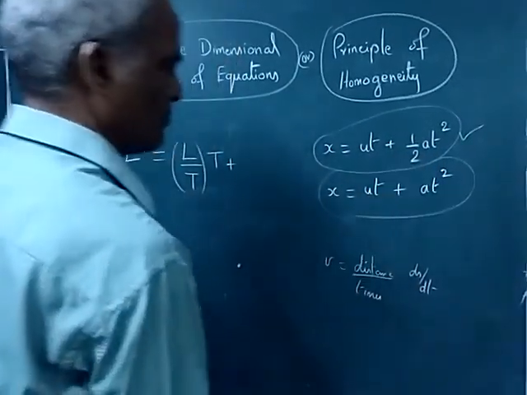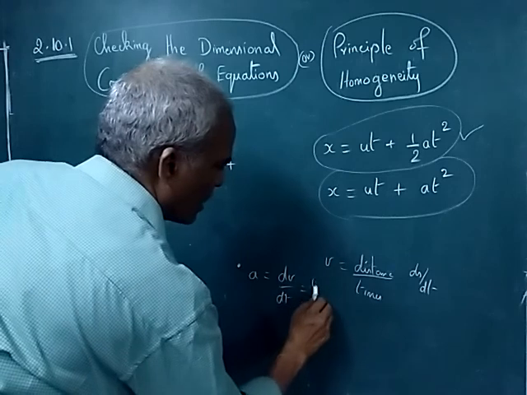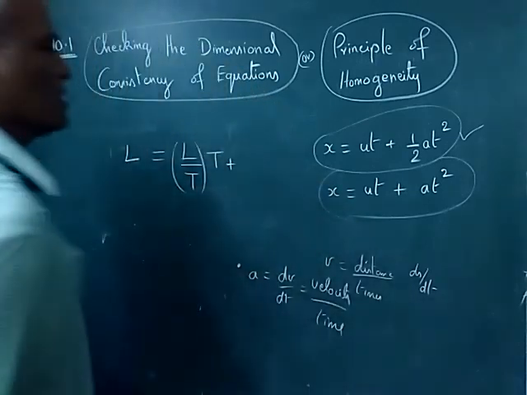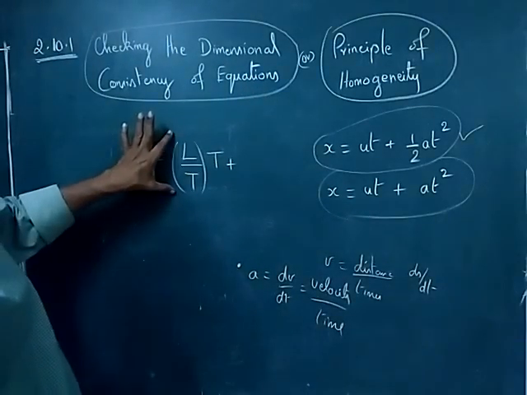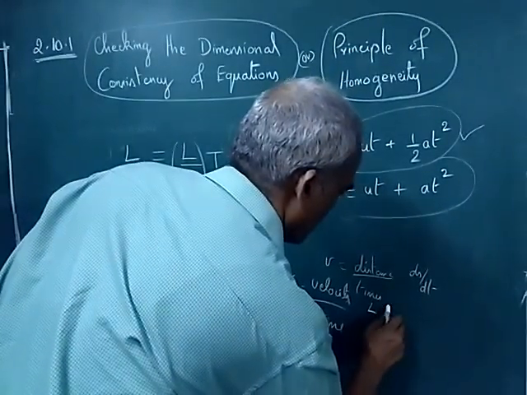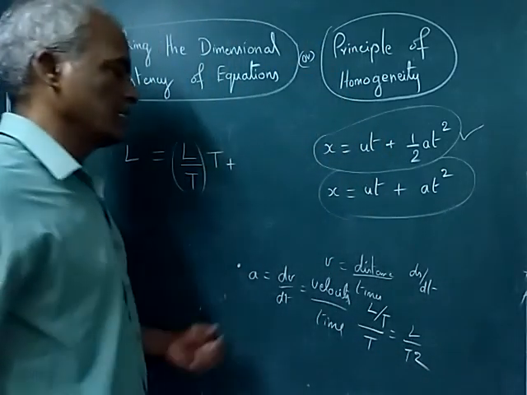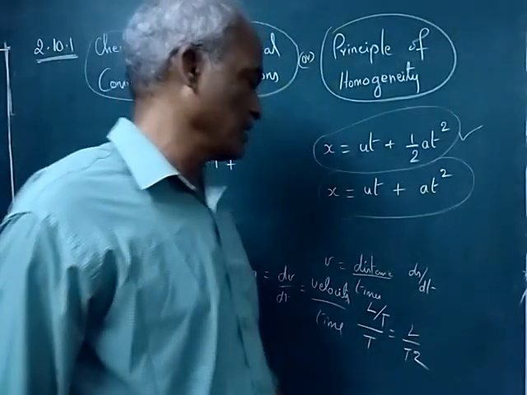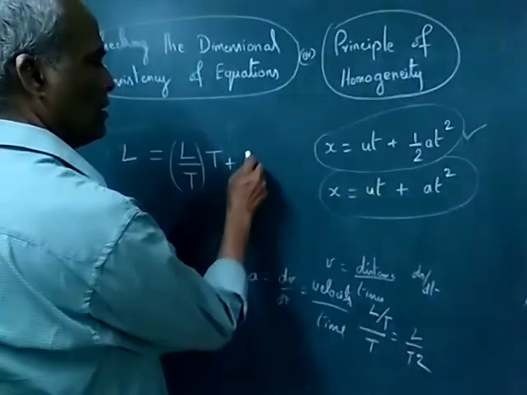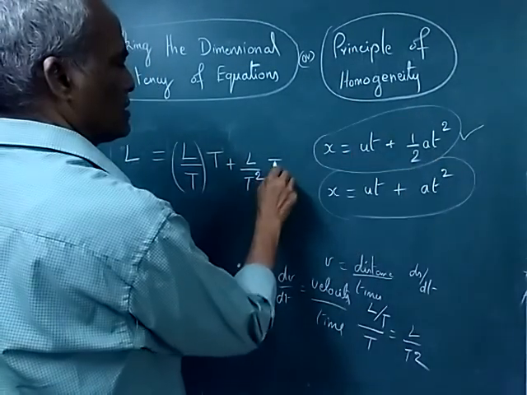Then acceleration. Acceleration is equal to dv by dt, that is velocity by time. Just now we have the dimension for velocity. Velocity is L by T, that is distance by time. So L by T divided by T, that is L divided by T square. So this is the dimensional formula for acceleration, L divided by T square. So we won't write half. A is L divided by T square. This is time square, it is T square.